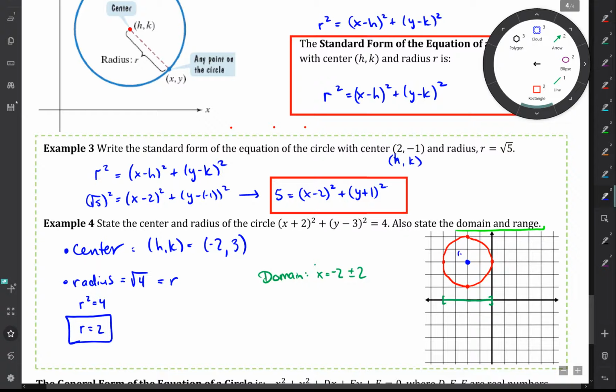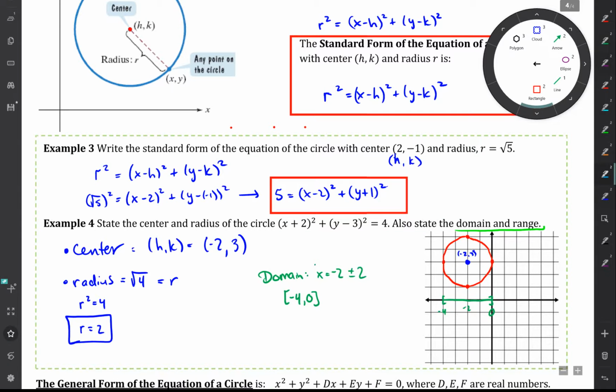So here's the center, (-2, 3), and my x values will go from -2 plus 2, which is 0, all the way back to -2 minus 2, which is -4. So my domain is -4 to 0, as you can see I'm drawing in green.